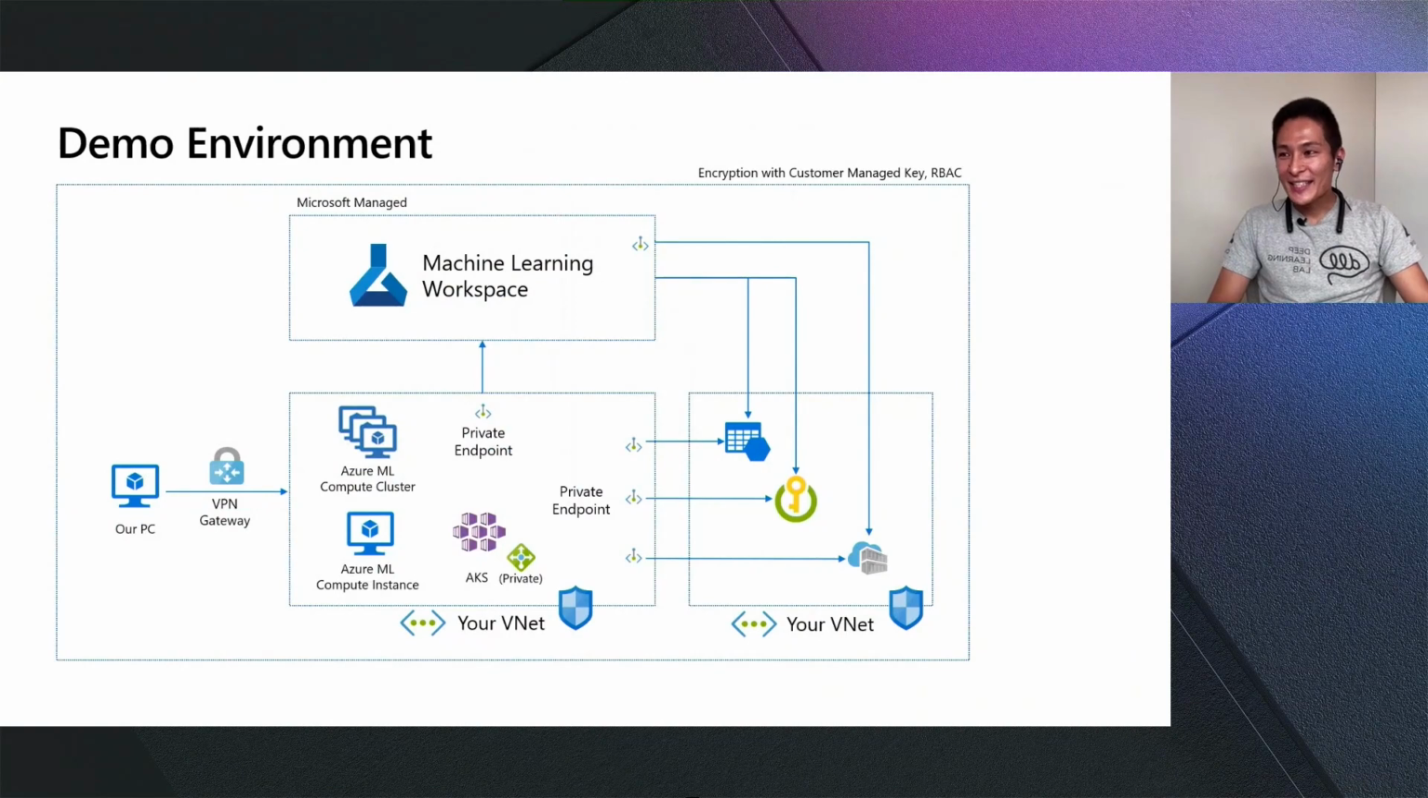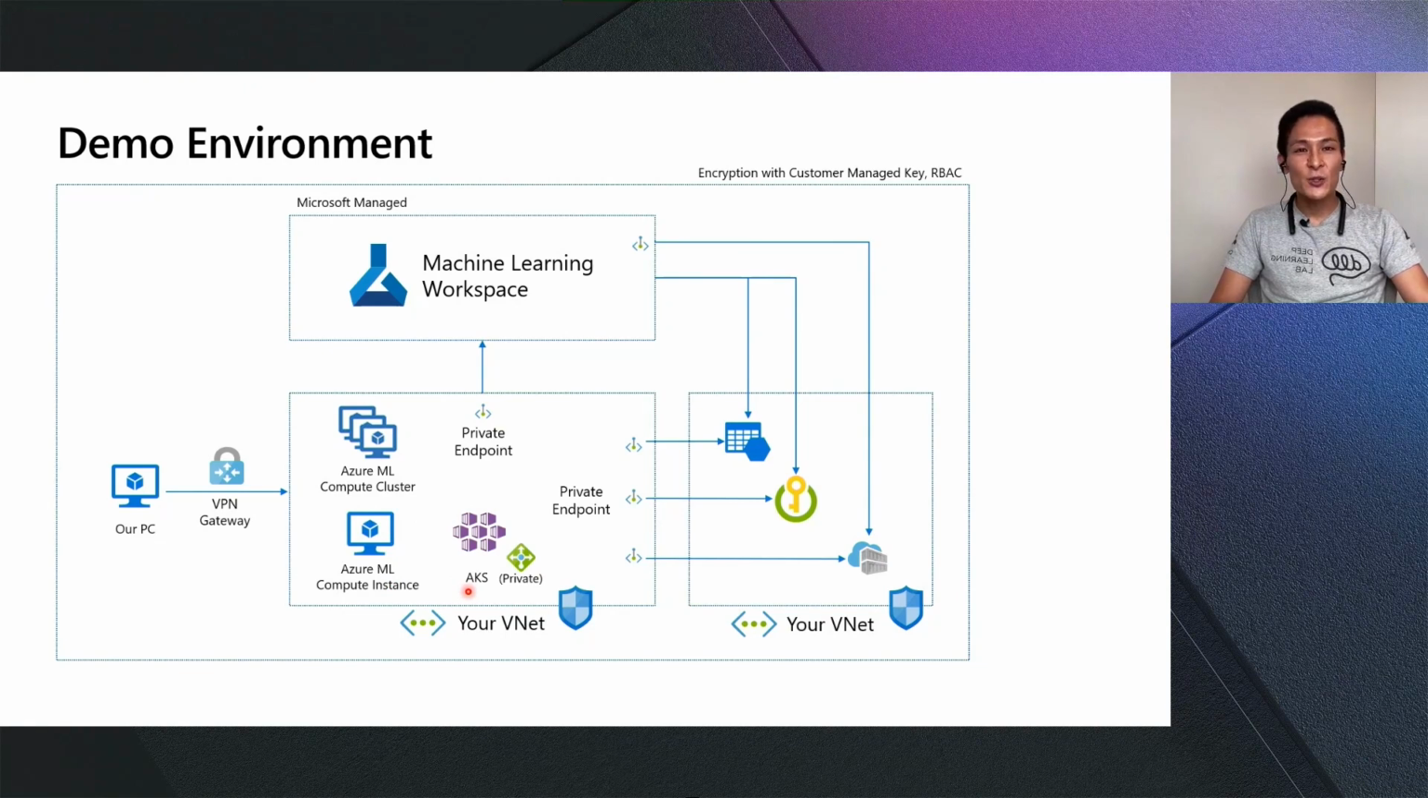Okay, so let's get into the demo. At first, let me explain the demo environment. I provisioned a private link enabled Azure Machine Learning workspace here. As a result, I created a private endpoint within your VNet. And I also created private endpoints for associated resources such as storage. And we have a bunch of training and inference resources such as compute cluster, compute instance, and AKS.